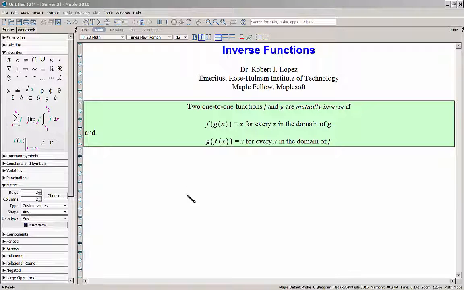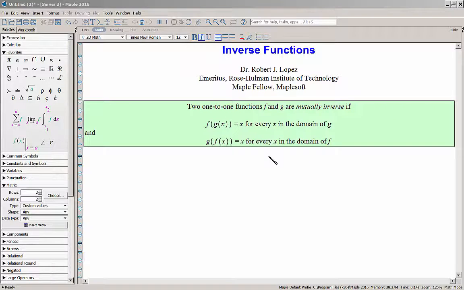Inverse functions. Two one-to-one functions, f and g, are said to be mutually inverse if these two conditions apply. f of g of x is x for every x in the domain of g, and g of f of x is x for every x in the domain of f.